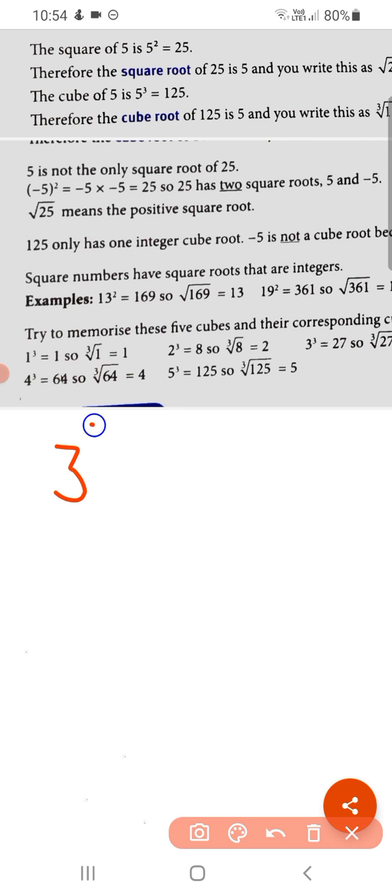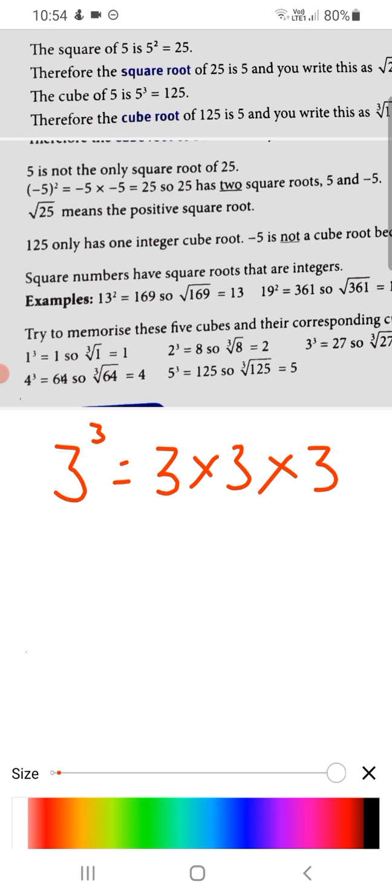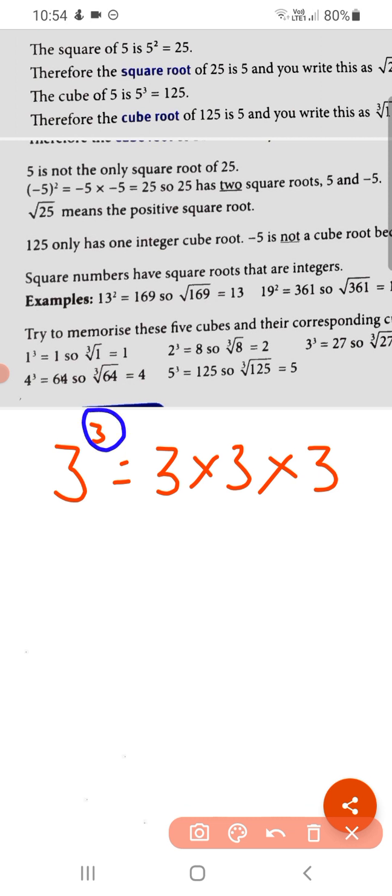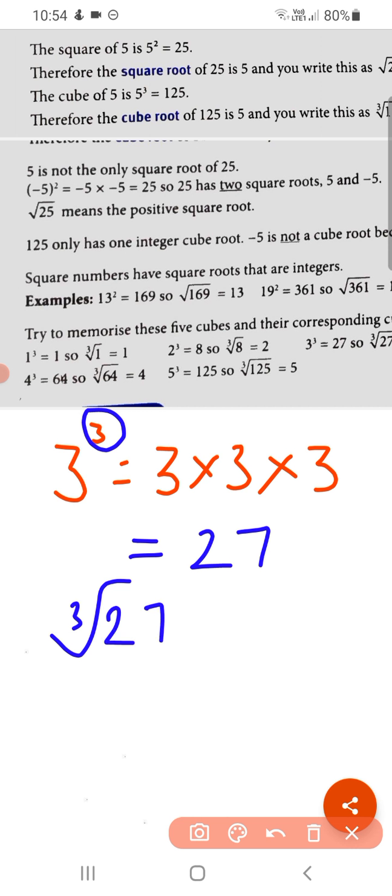3 cubed is equal to 3 times 3 times 3. Here which is the power, children? Power is 3. Power or index is 3. 3 times 3 times 3 is equal to 27. So what is the cube root of 27? Which is equal to 3.